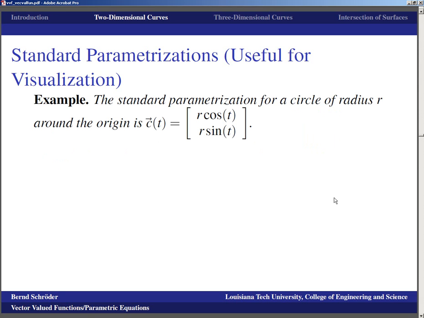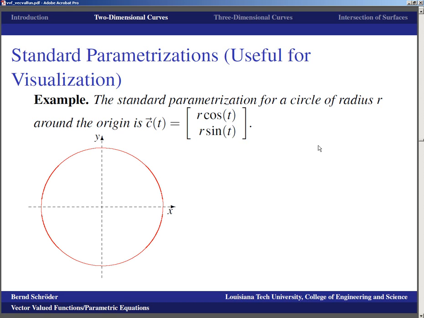Then another standard parametrization, the standard parametrization for a circle of radius r around the origin, is c of t being r cosine t, r sine t. Another thing that I would recommend to memorize, even though the picture may also help. Here's our x, here's our y, we're in two dimensions, right? So here's a circle, here's a point on the circle. That would be what's described by the vector-valued function c of t, right? Because c of t just describes a point and it would travel around the circle.